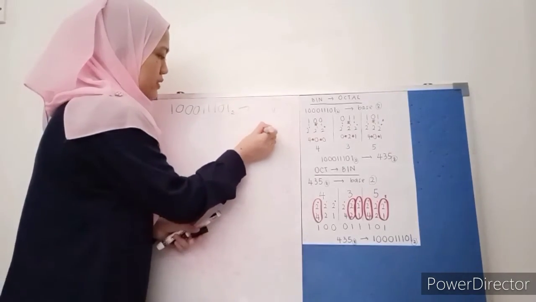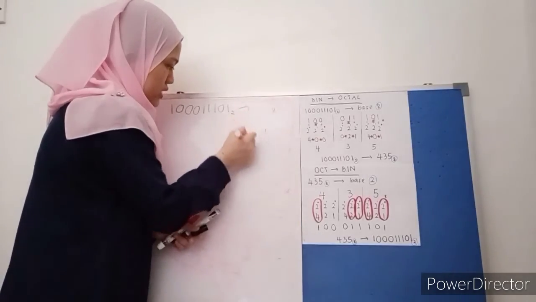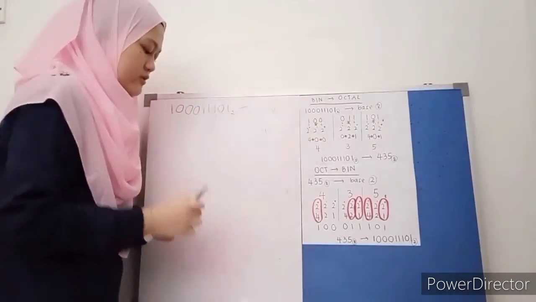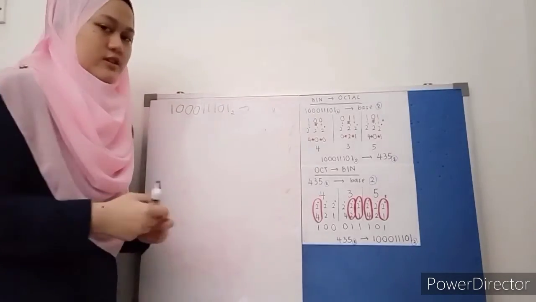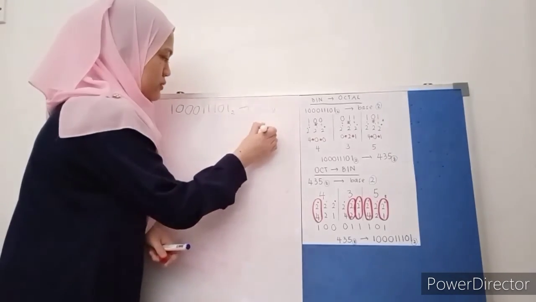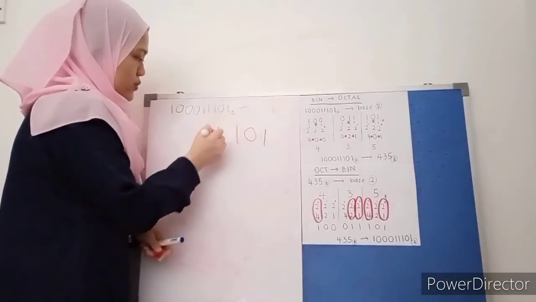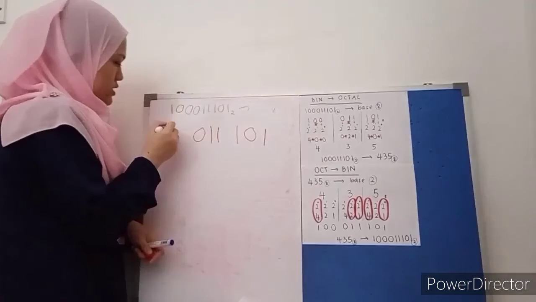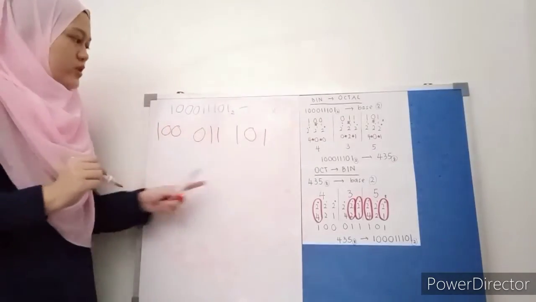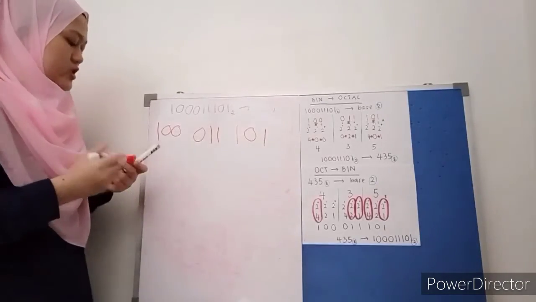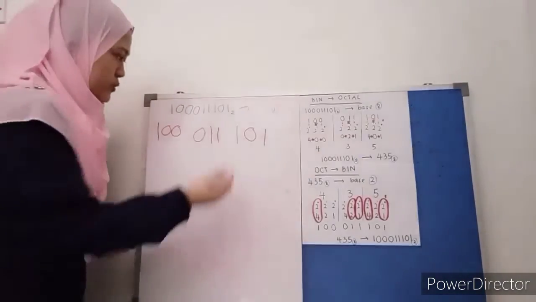So 1 0 1. Oh my god. Okay, let's do it again. 1 0 1 1 1 0 0 0 1. So as you can see here, we got 3 digits, 3 digits, and 3 digits. So yeah, you need to divide it so that you won't get confused.